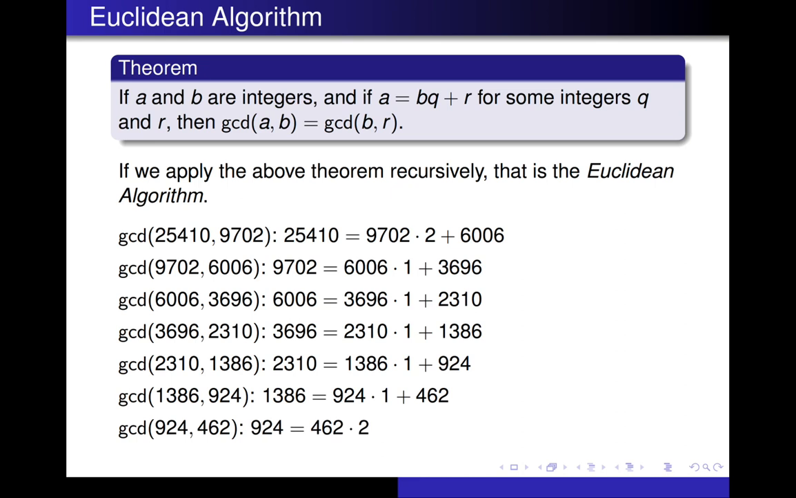And finally, that one divides evenly. 462 times 2 equals 924. So we get a GCD. Well, our original GCD is equal to the GCD of 924 and 462. Since 462 divides evenly into both of those, that gives us a GCD of 462. So you can see, we had to go through a lot of steps, but we were able to, without knowing any factorizations, just doing quotient remainder, figure out the GCD of those two numbers.